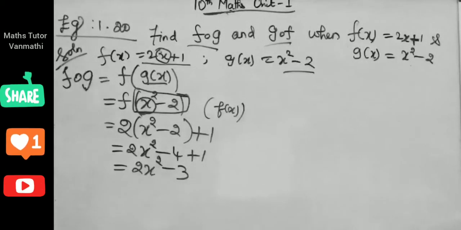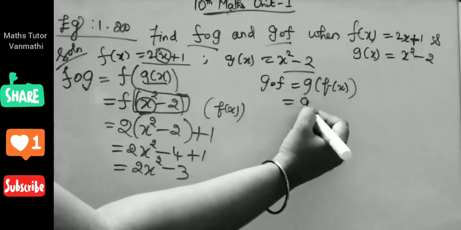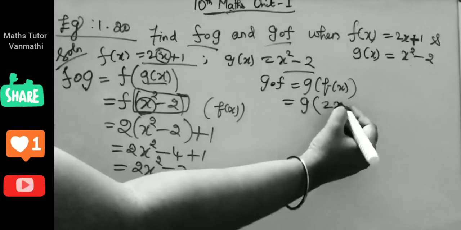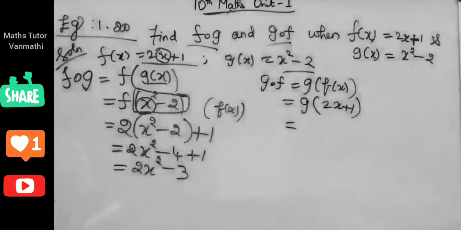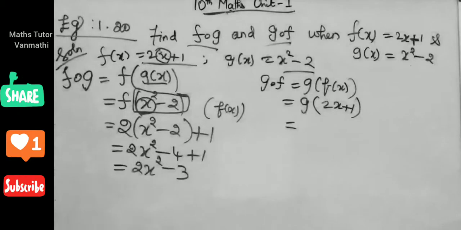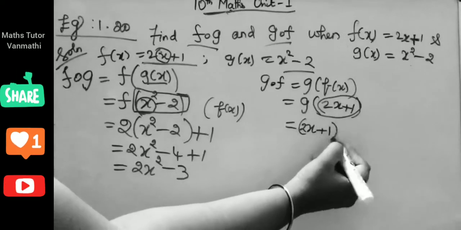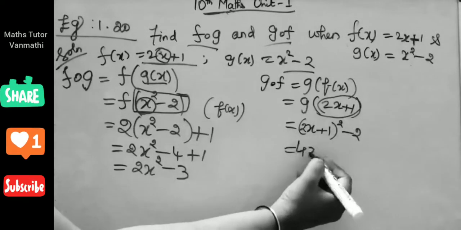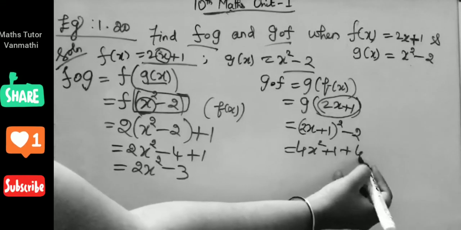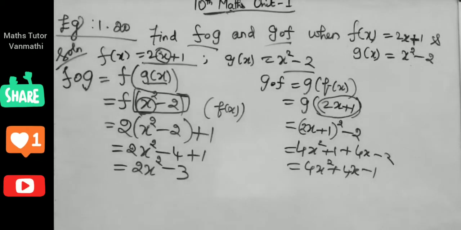Clear? Next is your g composite f, g of f of x, which implies g of, what is f of x? 2x plus 1. Next your g of x is x square minus 2. In the place of x square, we are going to substitute this value. You get 2x plus 1 the whole square minus 2. Expanding this, you get 4x square plus 1 plus 4x minus 2. Simplifying this, you get 4x square plus 4x minus 1. Clear? This is your f composite g and this is your g composite f.